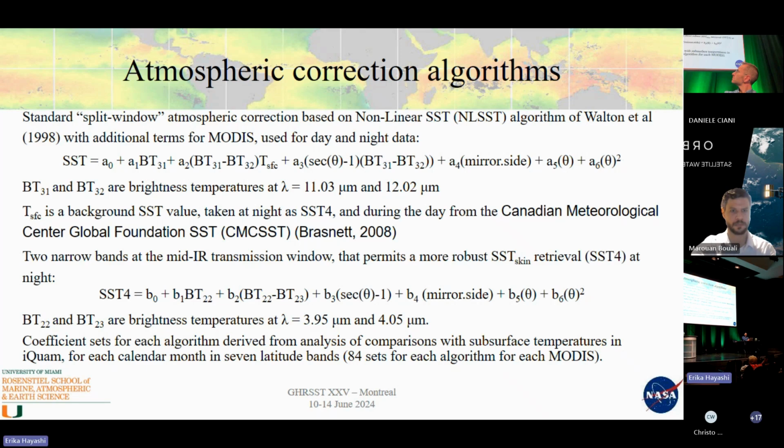The coefficients for the algorithms are derived by analysis of now millions of matchups between the satellite brightness temperature measurements and the in situ measurements. And so there are 84 sets of coefficients for each satellite instrument. And they're derived in monthly groups, months of the year, and 7 latitude bands.